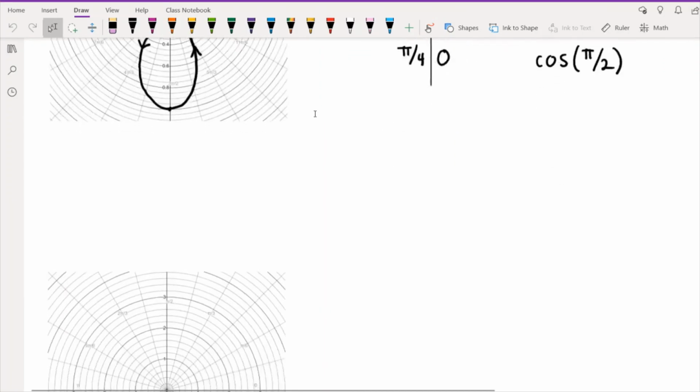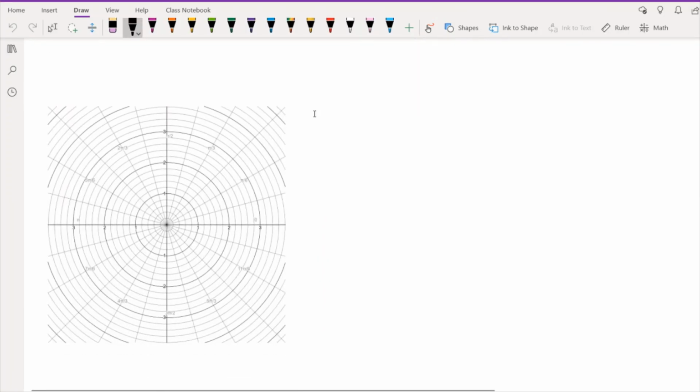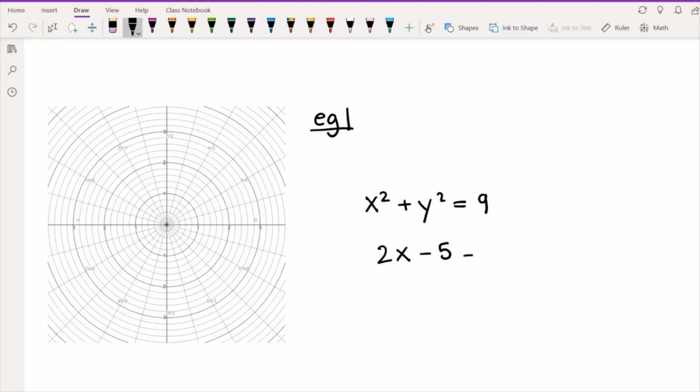Okay, so I just want to look at 2 more really quick examples. These ones we're not even going to make tables for, because they're pretty simple. But so far the equations that we've graphed have been ones where the equation expresses a relationship between r and theta, right? But with Cartesian equations, some equations express a relationship between x and y. So things like x squared plus y squared is equal to 9, or 2x minus 5 is equal to y, right? Those are relationships between x and y.